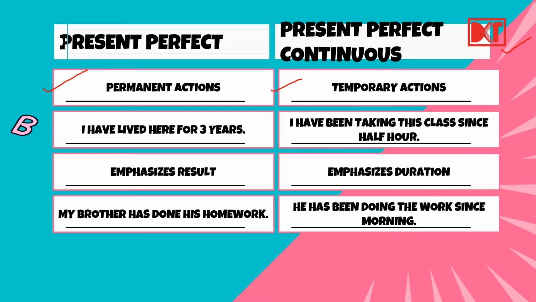Then we have when we have to emphasize the result. Like my brother has done his homework. So we're emphasizing the result that he has completed the homework. So we use present perfect. But if we have to emphasize the duration, then we use present perfect continuous, like he has been doing this work since morning. Alright. So this is the broad usage, the different usage between present perfect and present perfect continuous. Alright.